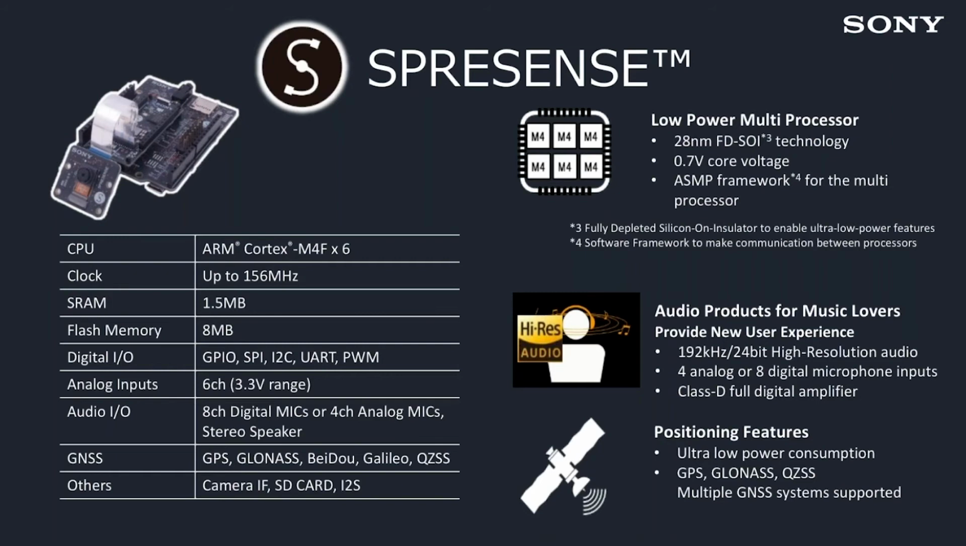Spresense has six ARM cores using FDSOI technology to make it ultra low power. I'm going to give you a little bit more information when we get to the section on low power. And we are also using the ASMP framework for multiprocessing. It means that for each processor, you have a dedicated memory. Again, in the section where I talk about low power, I will elaborate more and tell you how this works and how it helps with the low power capability.